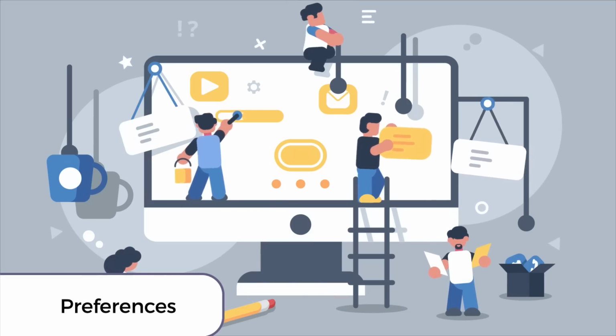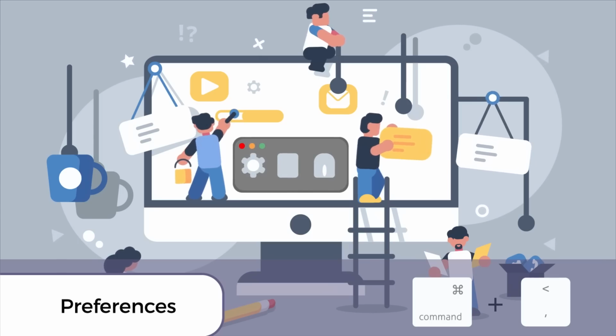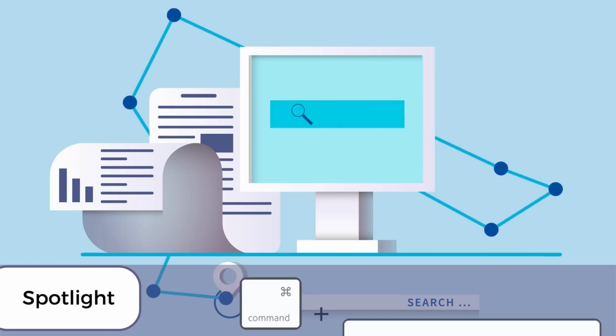Preferences. Not many people know this, but if you press Command plus the comma key, you'll see the preferences for the app you're in. Spotlight. Want to see Spotlight? Just press the Command and Space key.